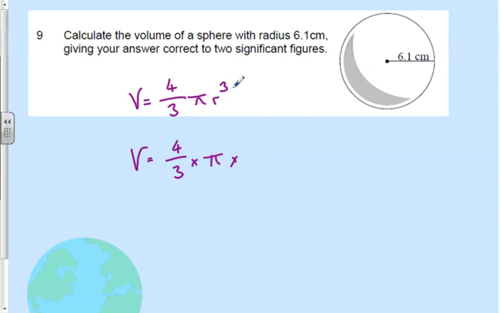multiplied by our radius cubed. Now our radius, we can see the point from the center to the outside edge is 6.1, so we have 6.1 cubed. This is simply an exercise of typing into your calculator. If you have a fractions button, you can use it for the 4/3. If not, put brackets and do 4 divided by 3. Then we multiply by pi, and we multiply by 6.1 cubed.